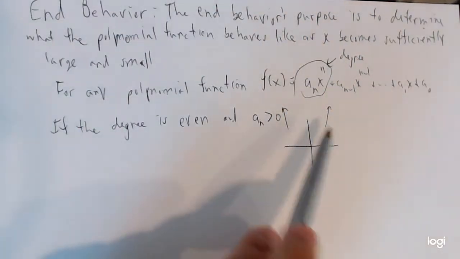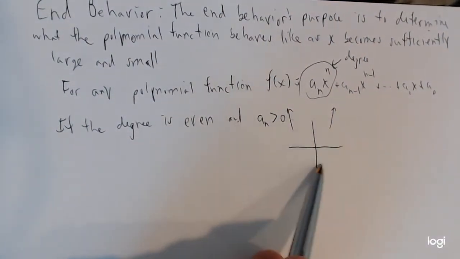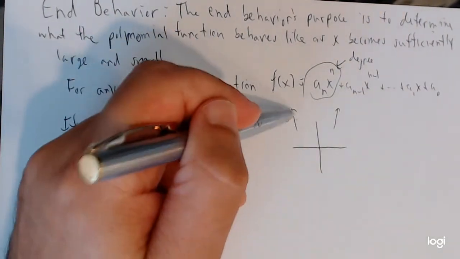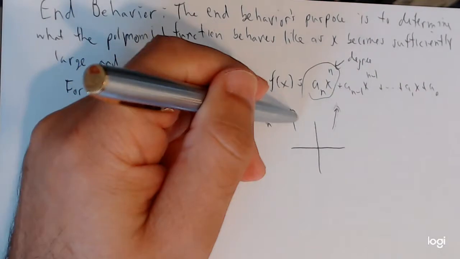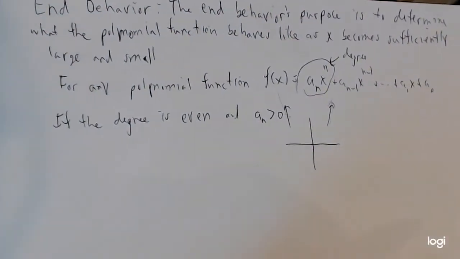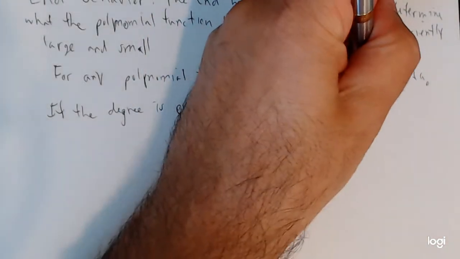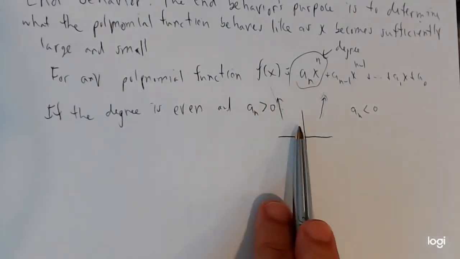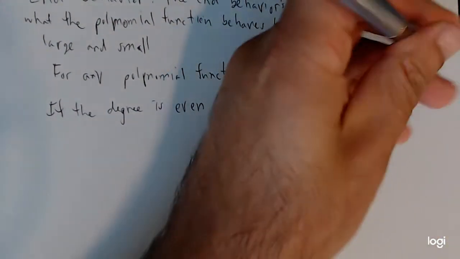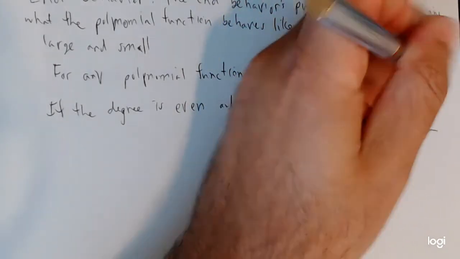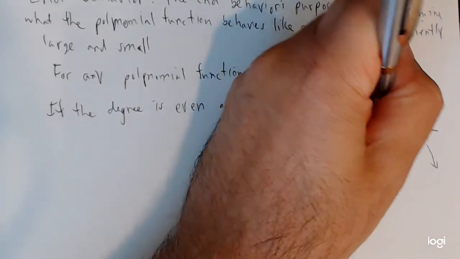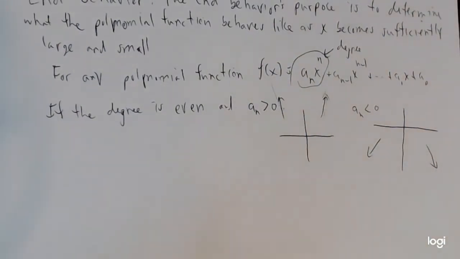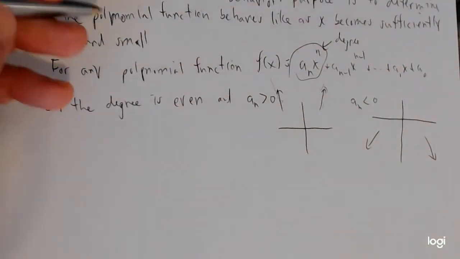So we're not saying we know what it's going to do in between. We'll talk about that in a moment. But towards the end, we know that this graph is eventually going to go up forever on both sides. Okay? So what if the leading coefficient is less than 0? If it's even and the leading coefficient is less than 0, then it's going to go down on both ends whenever you go to the end. Okay? Then, what if the degree is odd?